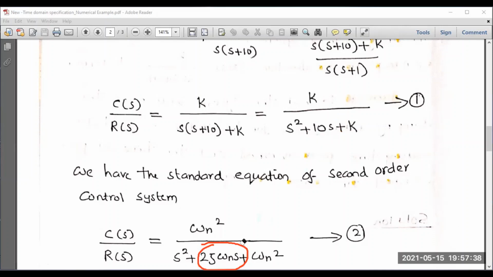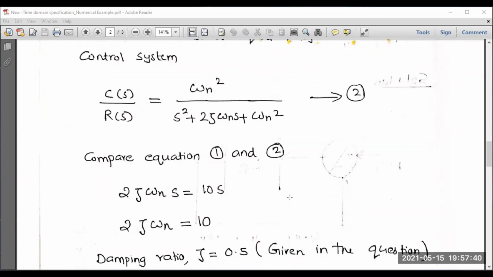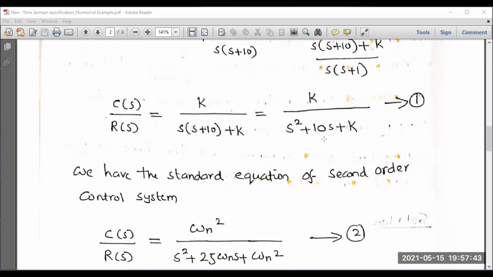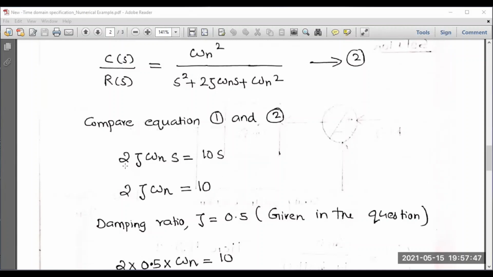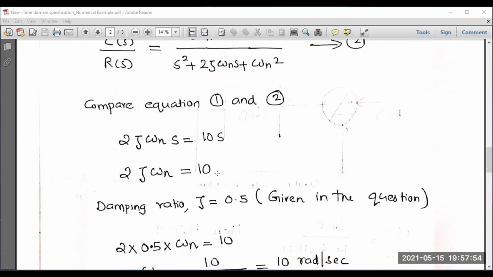Okay, first let us compute the value of omega n. I'll be showing you. So compare the denominator. See, I'm going to compare 10 is equal to 2 zeta omega n s. See, I have written the same thing: 2 zeta omega n s equal to 10s. s and s get cancelled. What are the terms which are remaining? 2 zeta omega n is equal to 10.